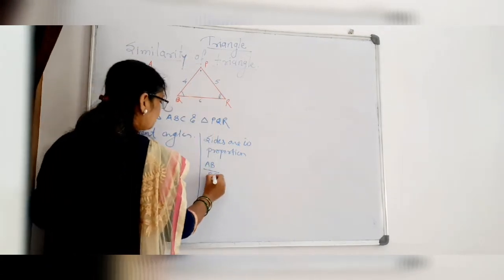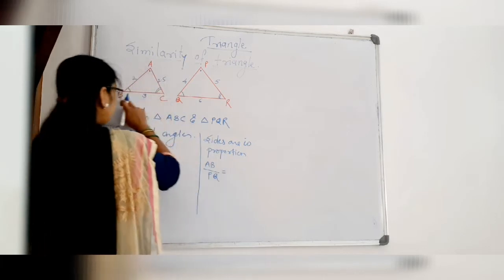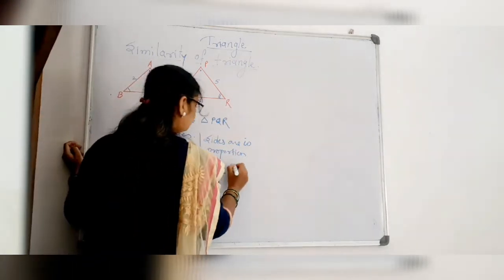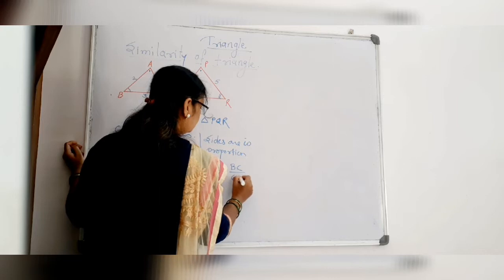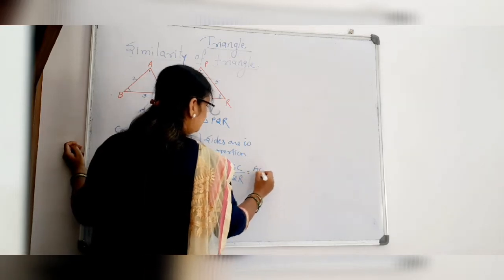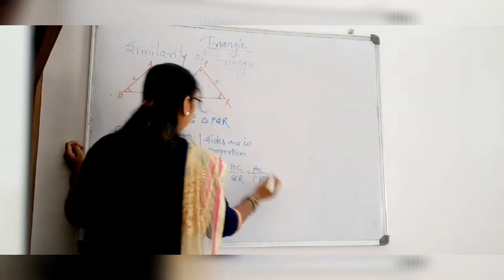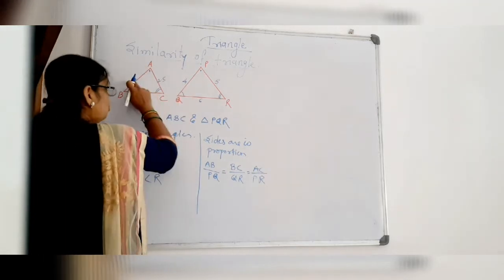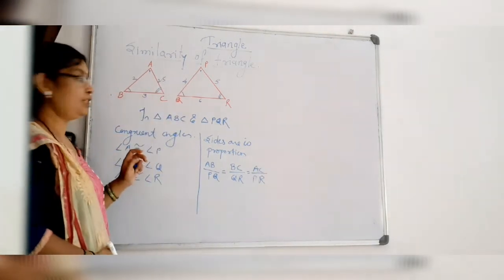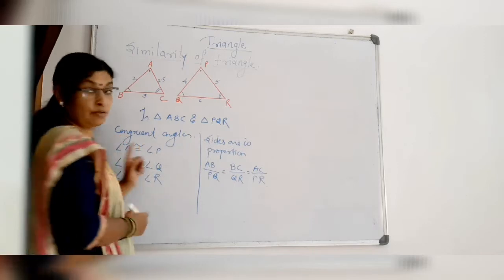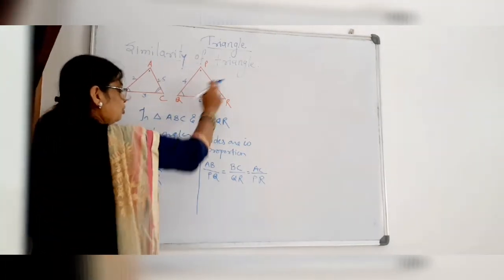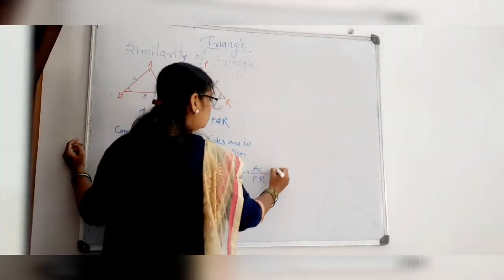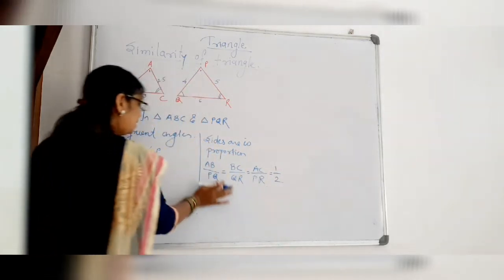PQ, then BC upon QR, and AC upon PR. Now AB upon PQ, 2 upon 4. What is your answer? 1 is to 2. 3 upon 6, 1 is to 2. 2.5 upon 5. What is your answer? 1 is to 2. Means what is meant by similar triangles?